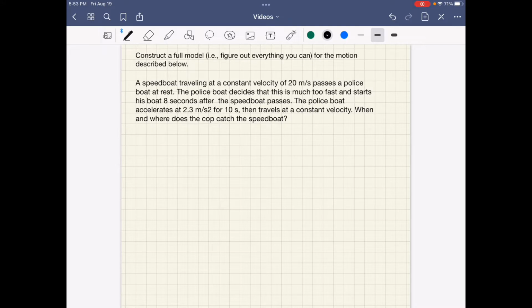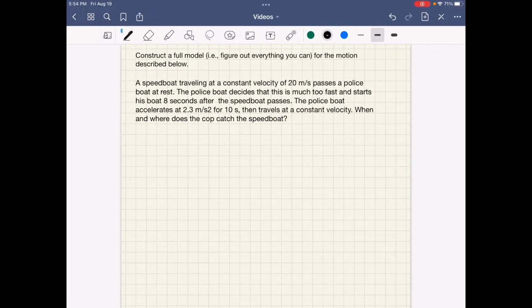This one says, a speedboat traveling at a constant velocity of 20 meters per second passes a police boat at rest. The police boat decides that this is much too fast and starts his boat 8 seconds after the speedboat passes. The police boat accelerates at 2.3 meters per second squared for 10 seconds, then travels at a constant velocity. When and where does the cop catch the speedboat?